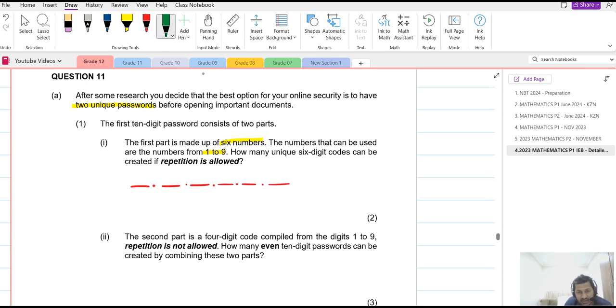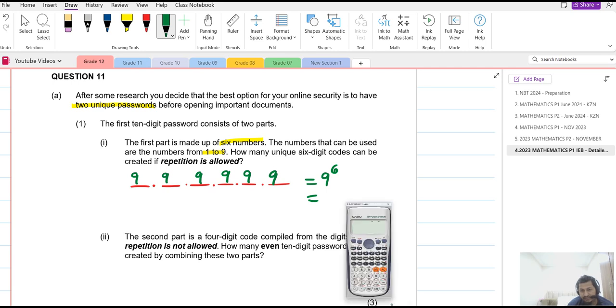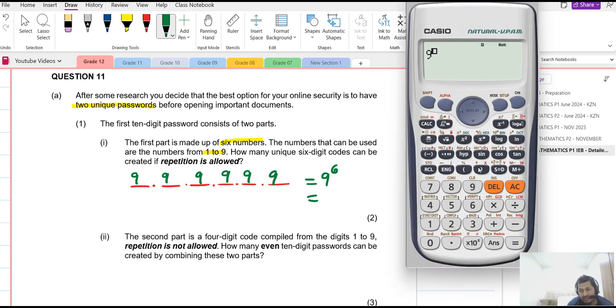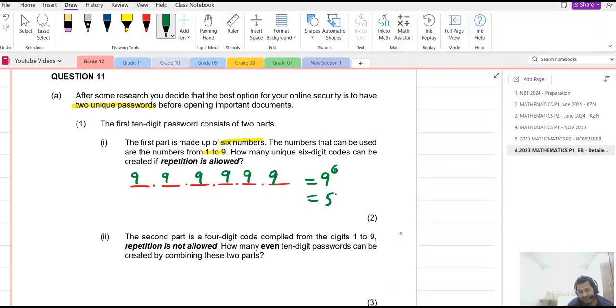And how many unique 6-digit codes can be created if repetition is allowed? Repetition is allowed, so 9. I can use 9 in the first, 9 here, 9 here, 9 numbers here. So I've got 9 to the power 6. A very large number. That is 531441. That's how many unique 6-digit codes can be created if repetition is allowed. That's your answer. Next one.